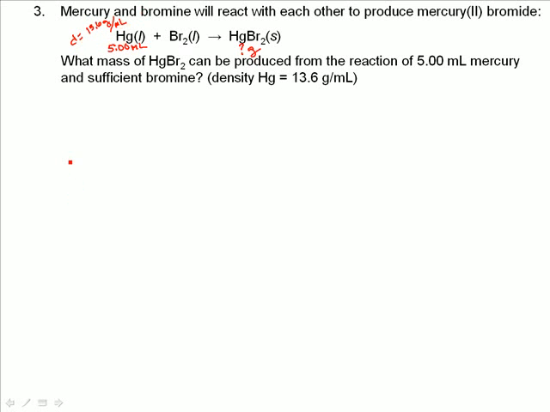All right. Now, you generally have to start with what you're given. So we're starting with the mercury. But we aren't given a mass of mercury or moles of mercury. We are given a volume of mercury. Now, since you're also given a density, you can use the density to find the mass of mercury. And then once you get the mass of mercury, this is just like any other problem.